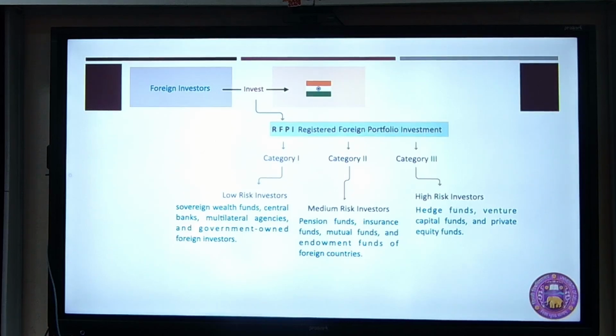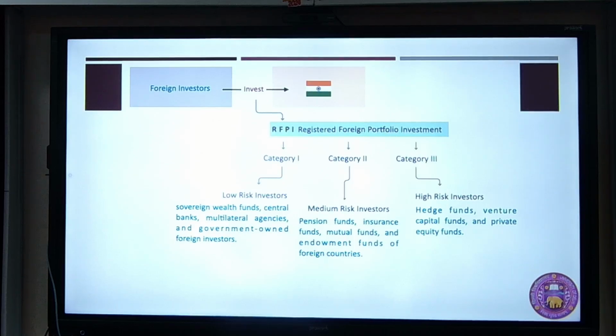Low risk would be very big sovereign wealth funds. If countries' funds are directly being invested through central banks, those are very stable funds, which are not risky from the domestic country's point of view. But if small individual investors, hedge funds or venture capital funds are investing, these funds are quite liquid. They flow in and out really fast. That is why, from the domestic country's perspective, these are called hot money or smart money, and they are really risky.